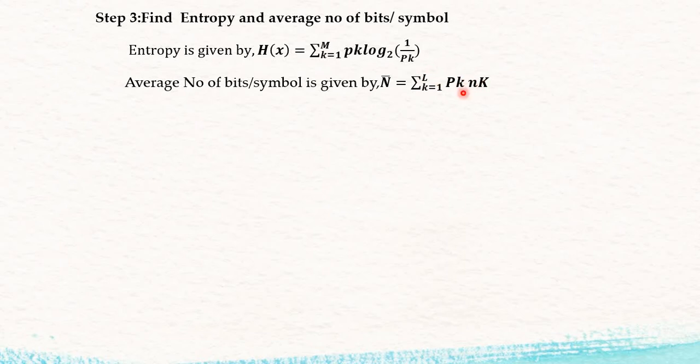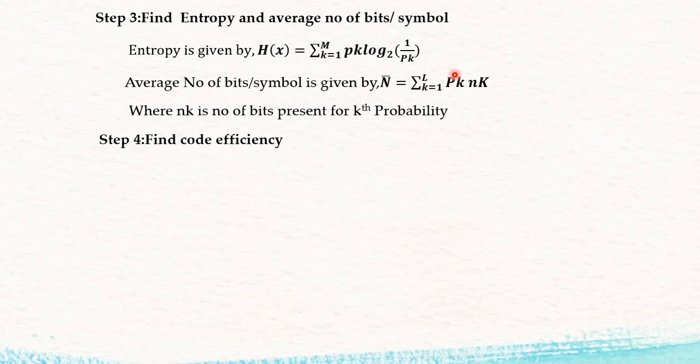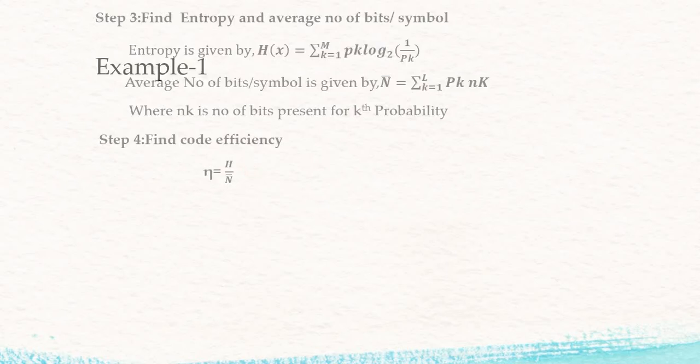pk is the probability of the given messages and nk is the number of bits present for the respective probability, where nk is the number of bits for the kth probability. Once you are done with finding the value of entropy and average number of bits, our last task is to find the code efficiency. For code efficiency, the formula is eta = H by n bar, and the code efficiency is always measured in terms of percentage. Therefore, wherever we find the value of code efficiency, either multiply it by 100 or write down multiply by 100 and then write down percentage.